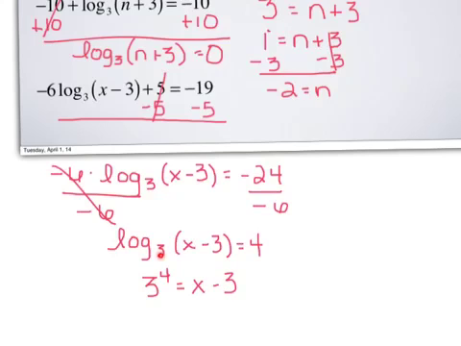Remember, it's always base, exponent, answer. 3 to the 4th is 81, correct? Yeah. So 81 equals x minus 3. 84 equals x. That is right.